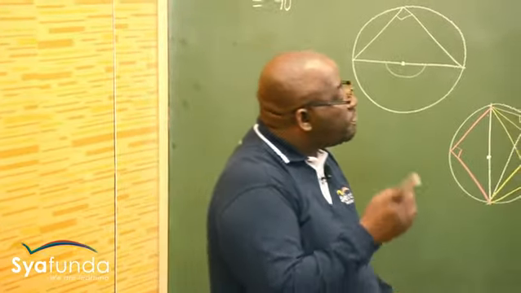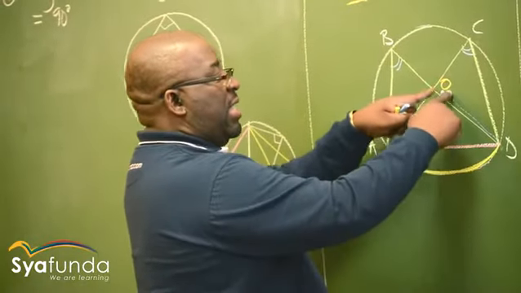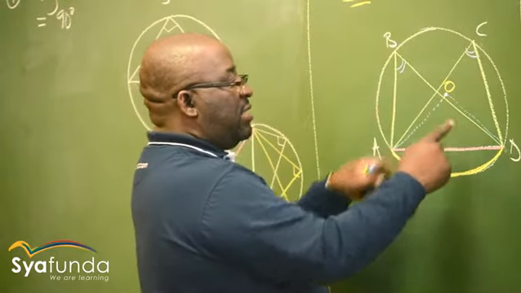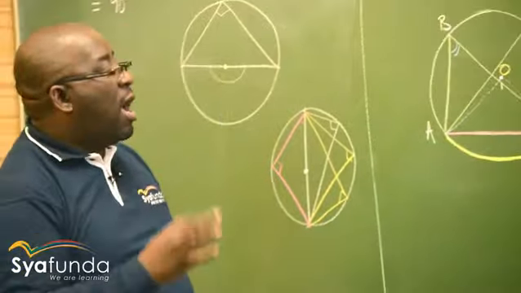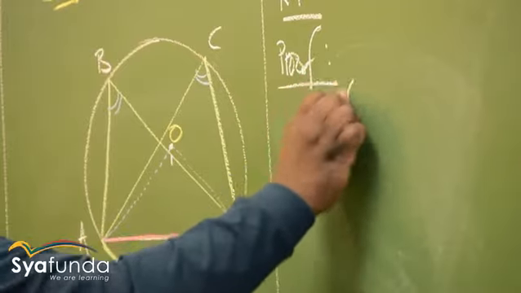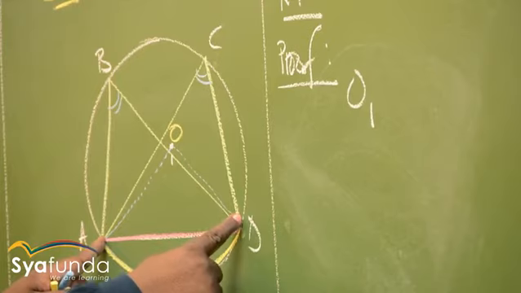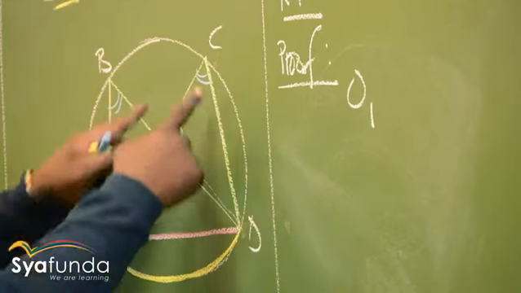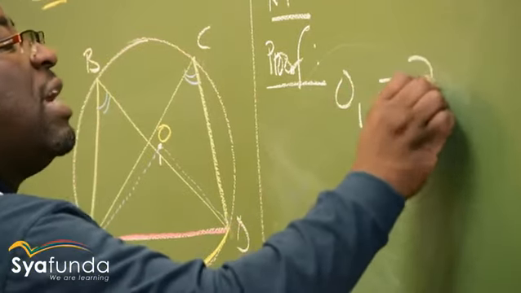Right, let's do the same. Do you see this arc? There's an angle at the center. This angle at the center, let me just call O1. When we start our proof, we will then have to say O1 is at the center, and it is 2 times that angle. O1 is equal to 2 times angle C.